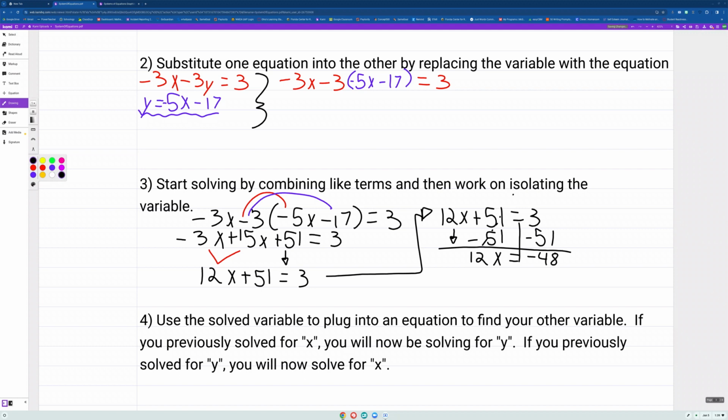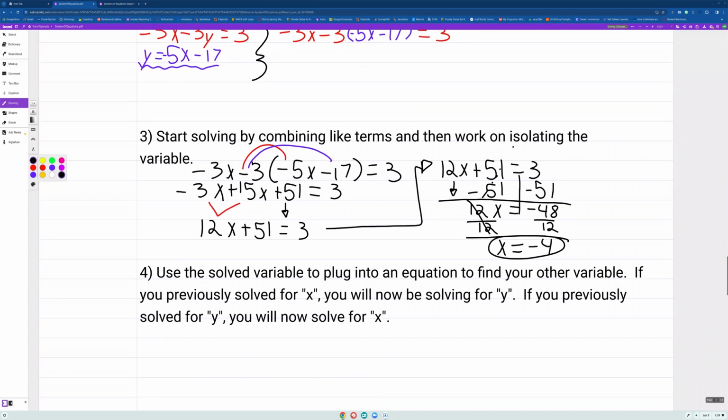So now 12 and x, there's nothing stopping them. There's nothing in between. There's no sign. So that's telling me that they are multiplying. I know that I have to do the opposite of that operation. So the opposite of multiplication is division. So I'm going to go ahead and divide both sides by positive 12. Once I do that, my 12s cancel, and I'm left with x is equal to -4.